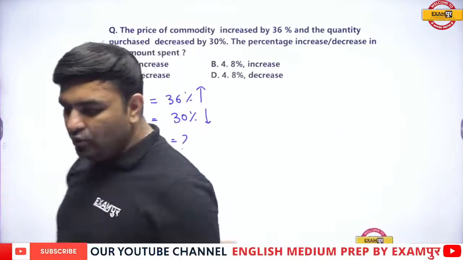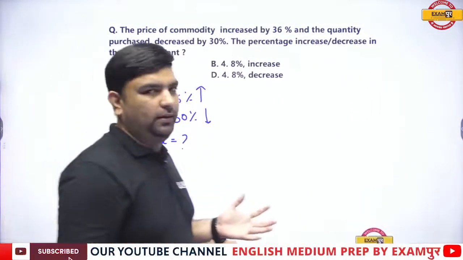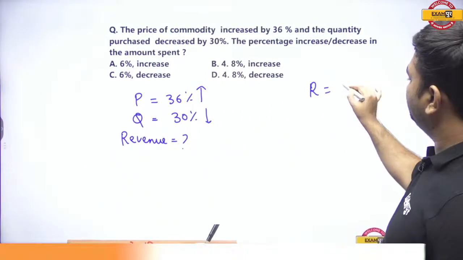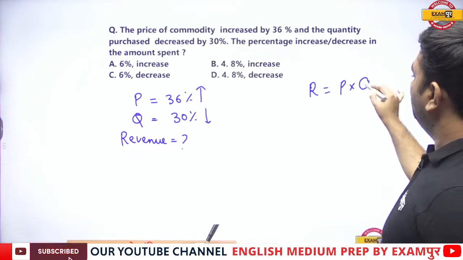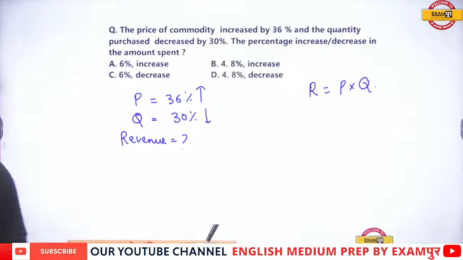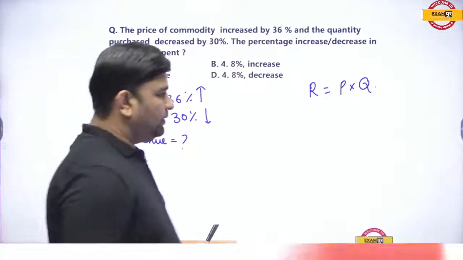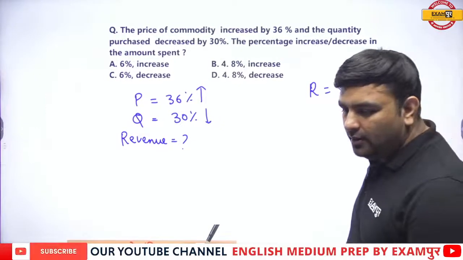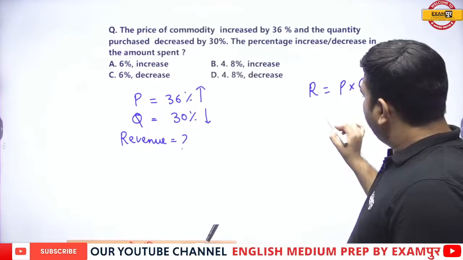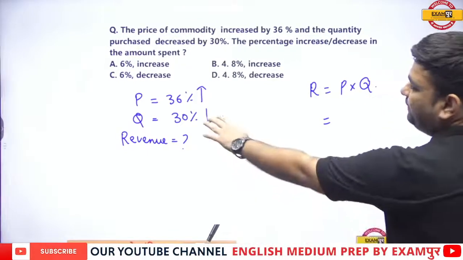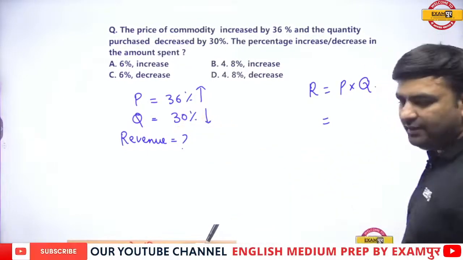You know, revenue is price into quantity. Okay, if you do it by, what is the change in the price? 36% increment.